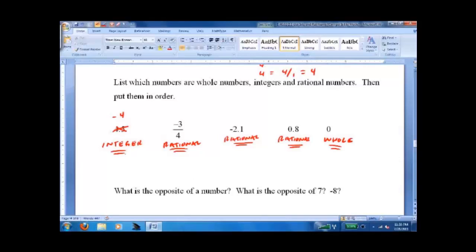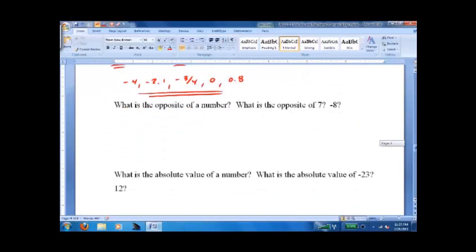Now, you can easily line them up using the number line, but first you have to take any fraction, and you can use the calculator. In this case, it's -3/4, and I know that 3/4 is 75 cents, so it's -0.75, and put them in order. So this would be -4, then -2.1, then -3/4, then 0, then 0.8. Simple enough. And again, with a little practice, you'll get that no problem.